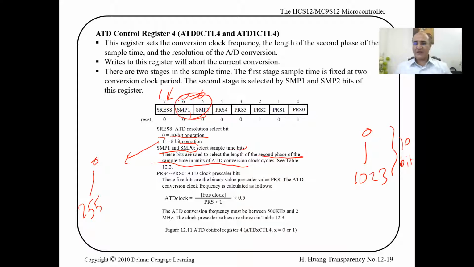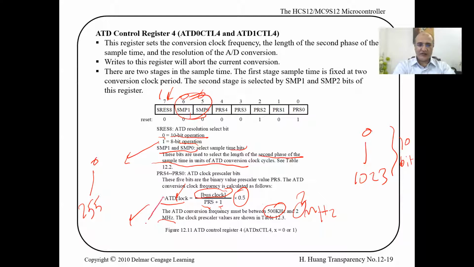Okay, what is the clock period? We said that the A to D clock is something between half a meg to 2 megahertz. Right? 2 megahertz. How do we configure the clock speed? It depends primarily on the bus clock. So it's a factor of the bus clock. The bus clock, so it matters if we're using PLL or not. Times a half over a prescaler plus 1.